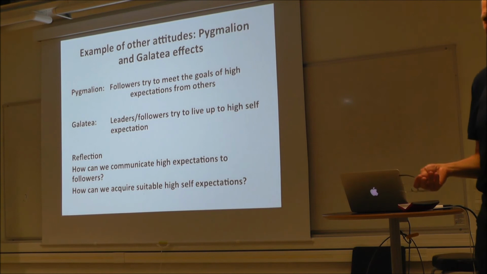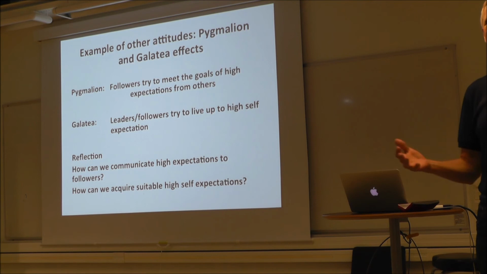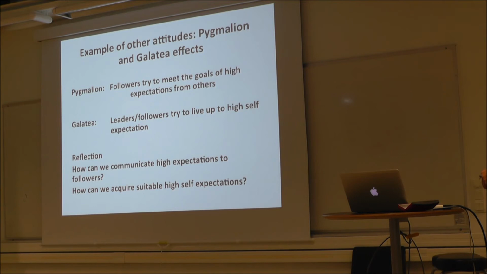So the idea, this is the Galatea effect, is that somehow you get your followers to have the same goals as you have, and then they try, by their own force, to live up to those expectations. That's the Galatea effect. You have self-motivated followers. The Pygmalion effect is that you somehow show them that you have high expectations. Then they try to live up to your expectations.